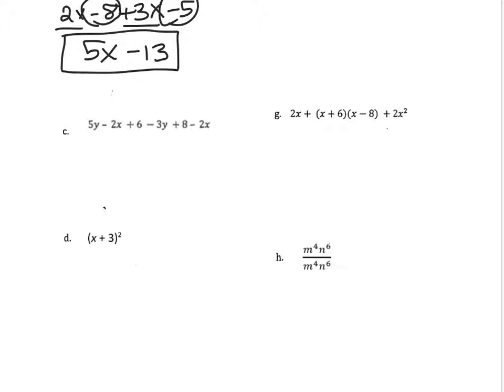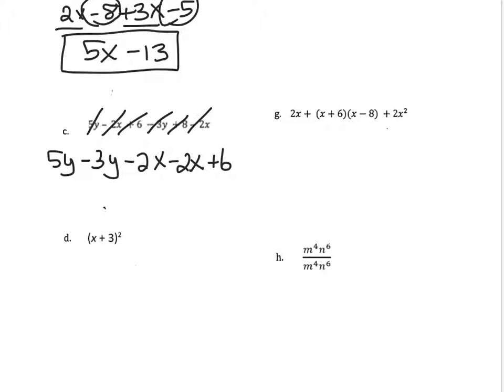This next one is just a bunch of terms. There's no parentheses. You're just going to add. Or, in other words, combine like terms. I shouldn't really say add because there is a minus in there. If you want, you can group your like terms. I have a 5y. I have a minus 3y. I have a negative 2x. I have another negative 2x. I have a positive 6. And I have a positive 8. Sometimes it's easier to group your like terms, so you just can work from left to right.